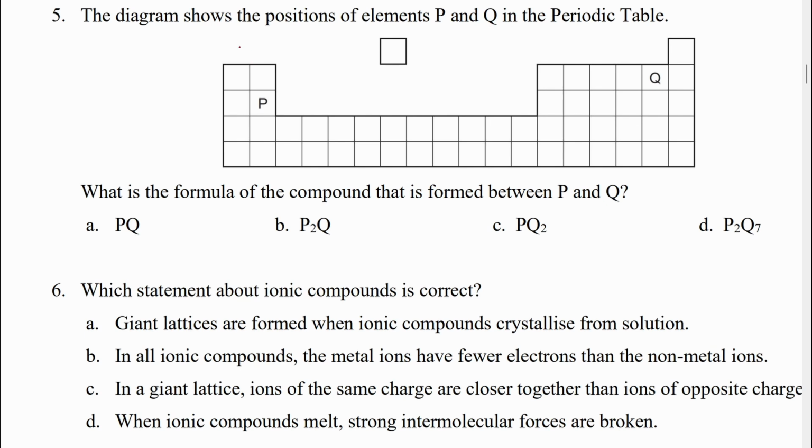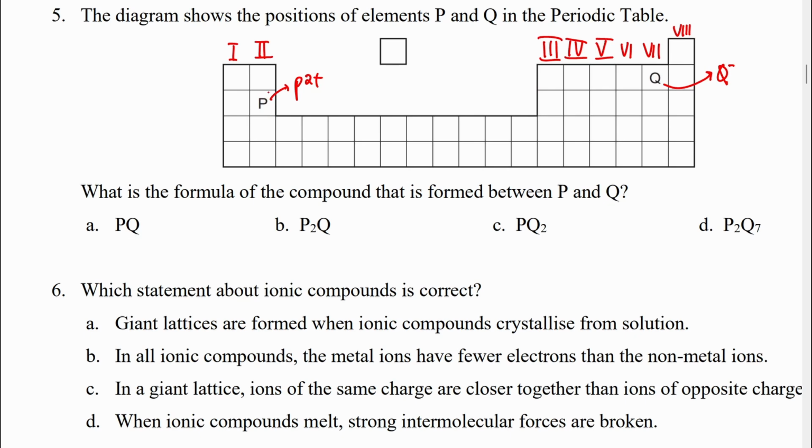So P in here, this is the first group, right? And this is the second group. This is the third group. 4, 5, 6, 7, and 8, or group 0. So the second group will have the charge of P 2 positive, right? While group 7 will have Q negative 1, right? Because to become stable, you should receive or gain 1 electron. While P in here, to become stable, you have to give or lose 2 electrons.